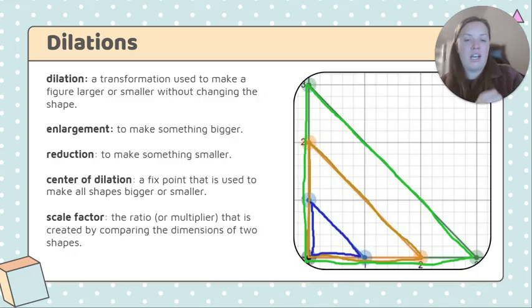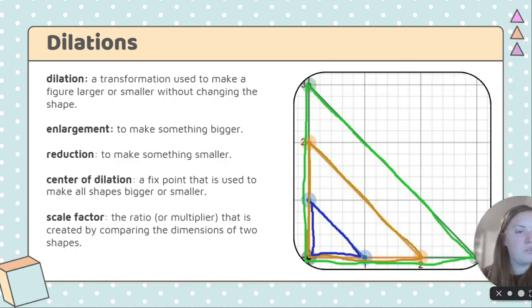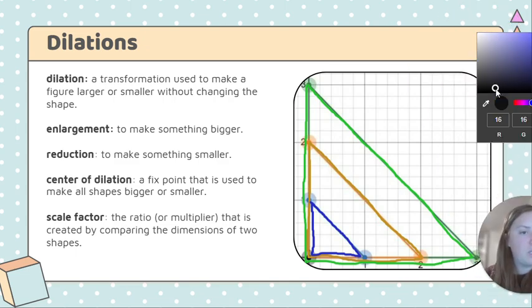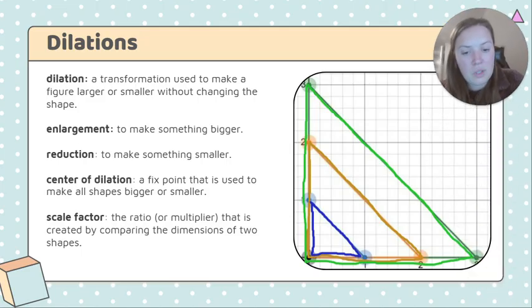There's something that's super important to understand, and that is when we're doing dilations, we need to have a center of dilation, the point at which we are using to make the figure bigger or smaller. Here in my example, I am using a center point of dilation at the origin, 0, 0. This is a really beginner-friendly place to do dilations.